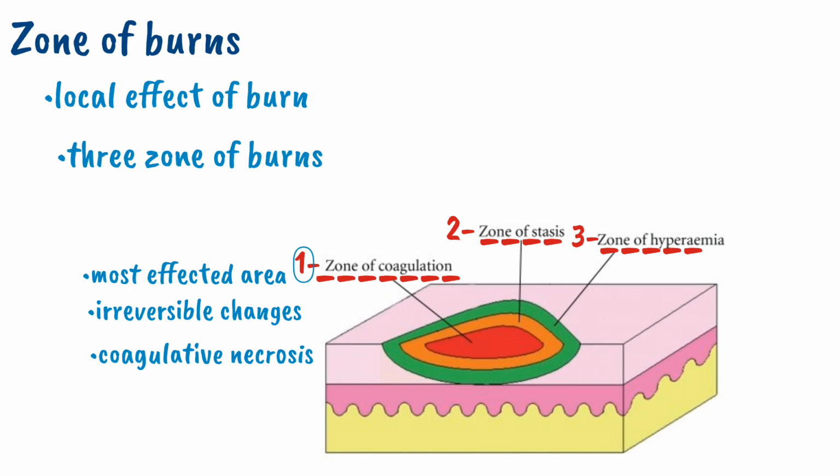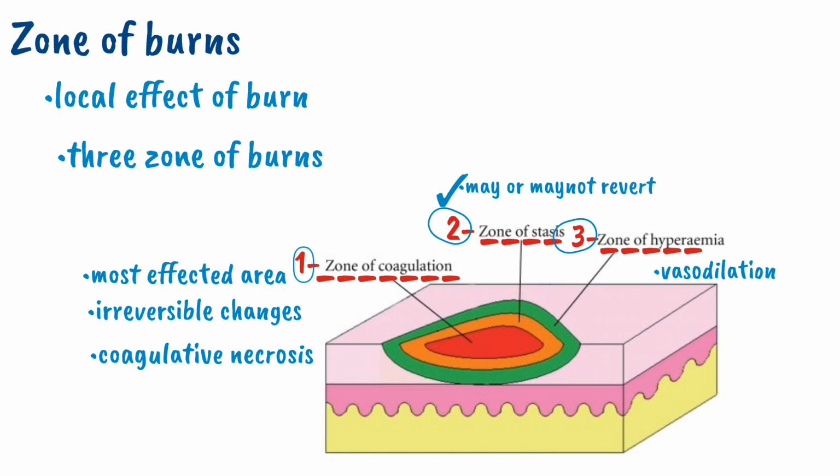Surrounding the zone of coagulation is a second zone called the zone of stasis. The zone of stasis can revert or it can undergo irreversible changes. It will depend on the severity of the burns. The third zone is the zone of hyperemia. In the zone of hyperemia, there will be vasodilation, so there will be maximum supply to the zone of coagulation and zone of stasis. It is a normal surface and there are no changes. There will be no permanent changes in the zone of hyperemia.